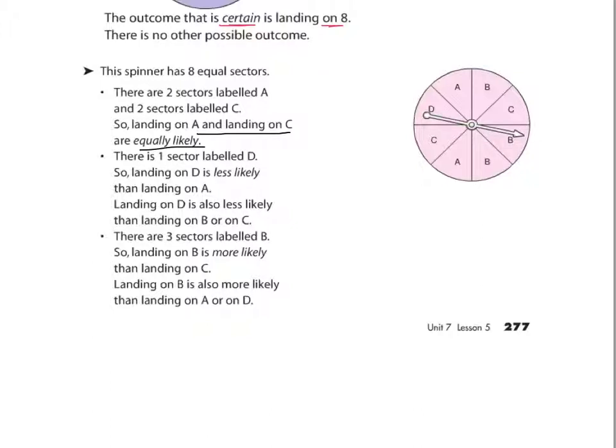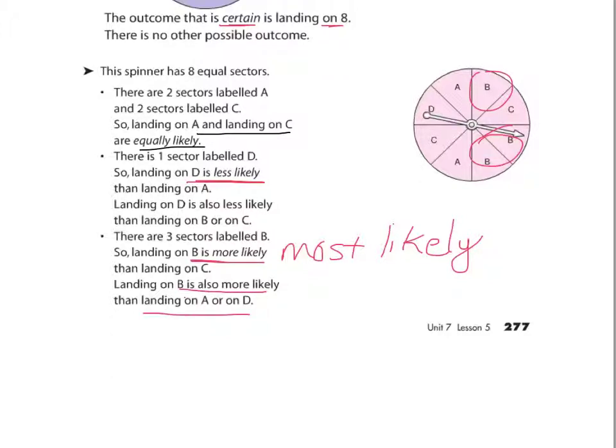What is the least likely or less likely? Well, D only has 1, so that would be the least likely. You are less likely to land on D than you are on A. What are you most likely to land on? Well, I would say B because there are 3 sections of B, so B is most likely because there's more of them. There's a bigger area of B than there is of any other letter. So landing on B is more likely than landing on A or D.